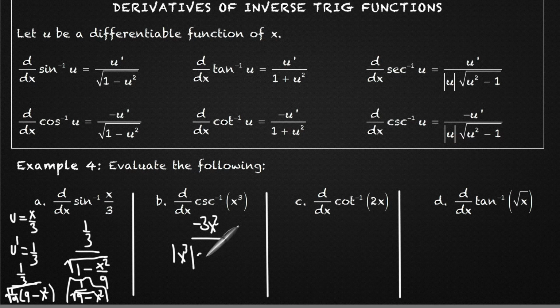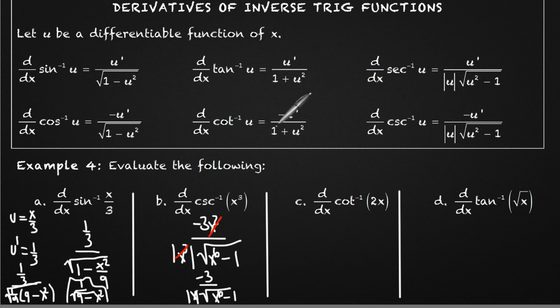And this is going to be times the square root of u squared. So x to the 6th, because when you square x to the 3rd, that's what you get, minus 1. And the best we can do here is simply cancel off the x squared. Going to cancel off an x squared there, leaving you with an x, and your final answer is going to be negative 3 over x square root, and we'll leave this in absolute value, square root of x to the 6th minus 1. All right, let's move on to the inverse cotangent.